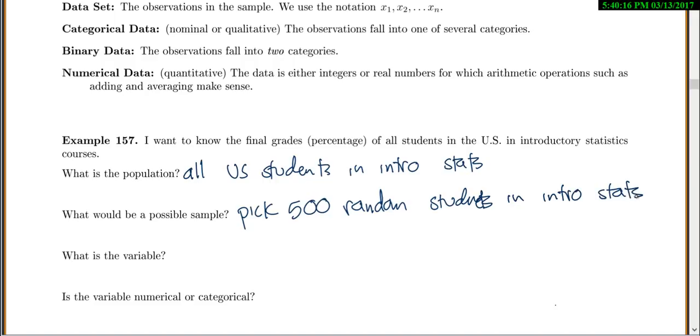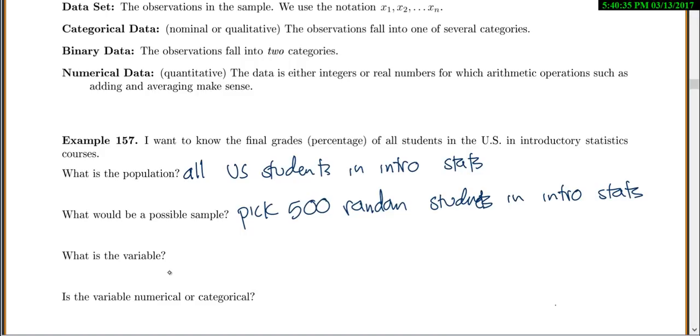Now, if I only picked these 500 students from Utah, would that be a good sample? No, because those are just students from Utah, and they might be different from students in the entire U.S. So we would want to make sure we're picking students from all around the nation if that's what we want our population to be.